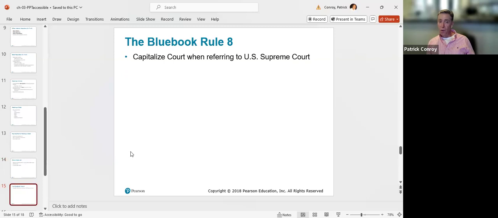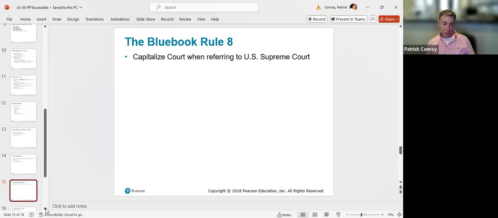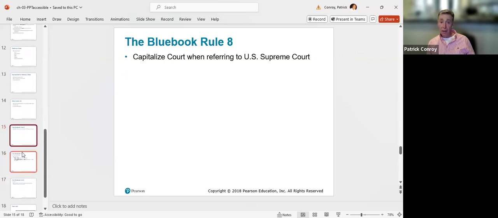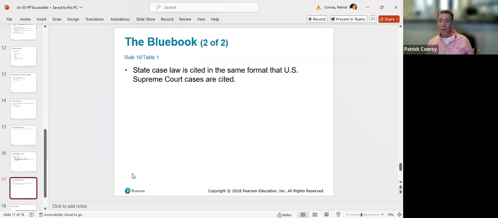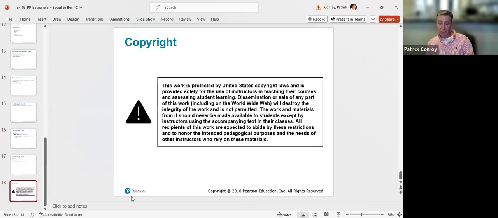And some more Bluebook rules. Capital C in Court when referring to the U.S. Supreme Court, not trial courts. Basic format again: parties, volume, year, page. And state case law is cited in the same format. Okay, so that's it for this lecture.